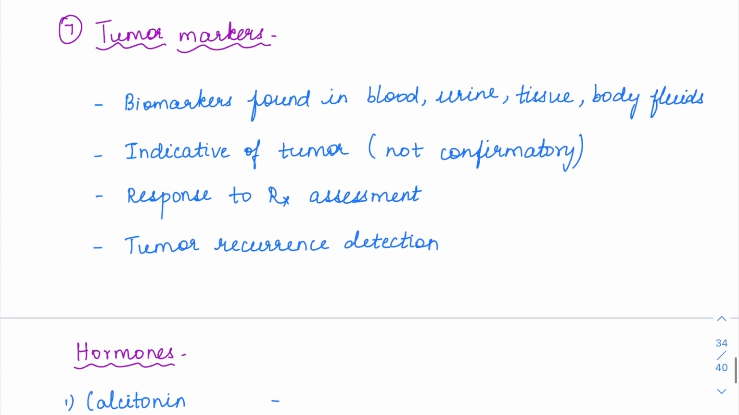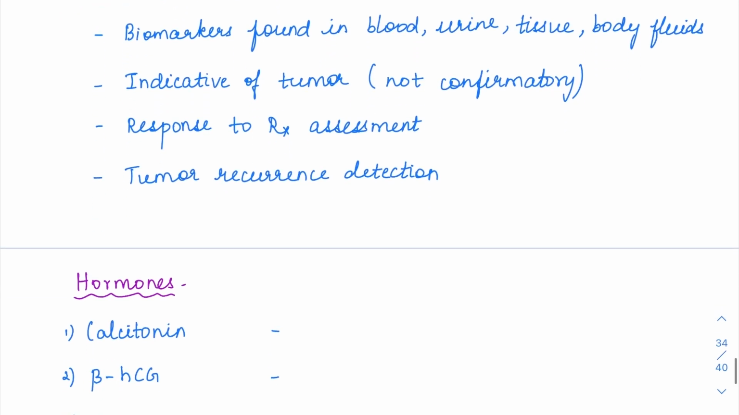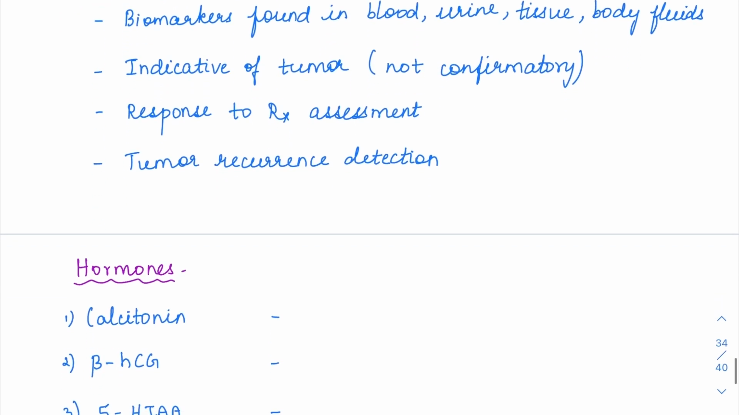Then tumor markers. Tumor markers are nothing but derived from the tumor cells only, and they are circulating in the body fluids. So they can be detected in any of the body fluids, be it saliva, serum, urine, or even the tissue fluids, so blood, anything you can see. So if a tumor marker is present, it is indicative of a tumor, but as such it is not a confirmatory test.